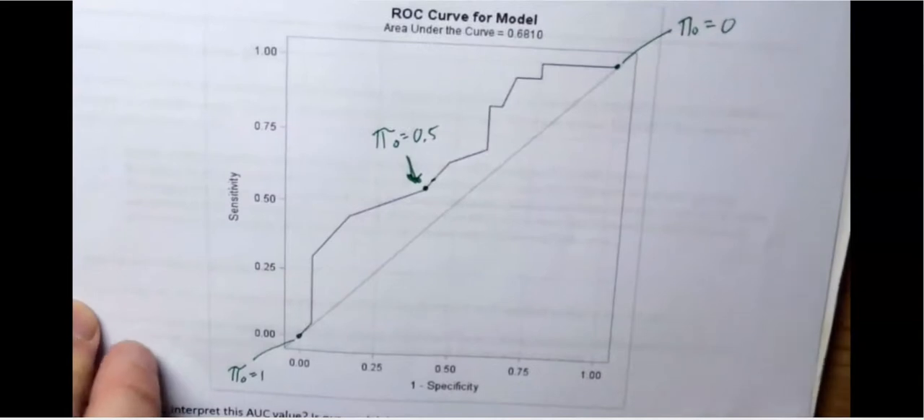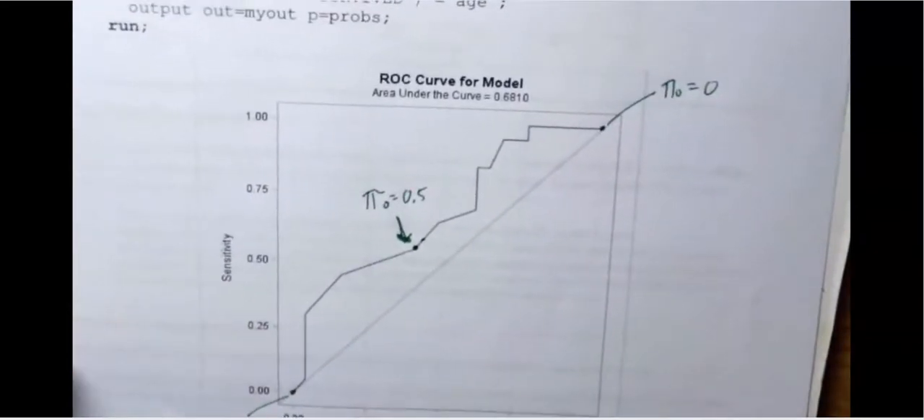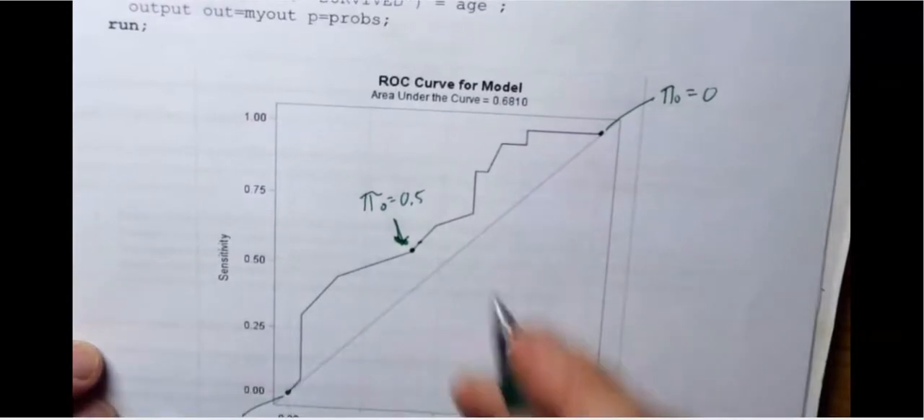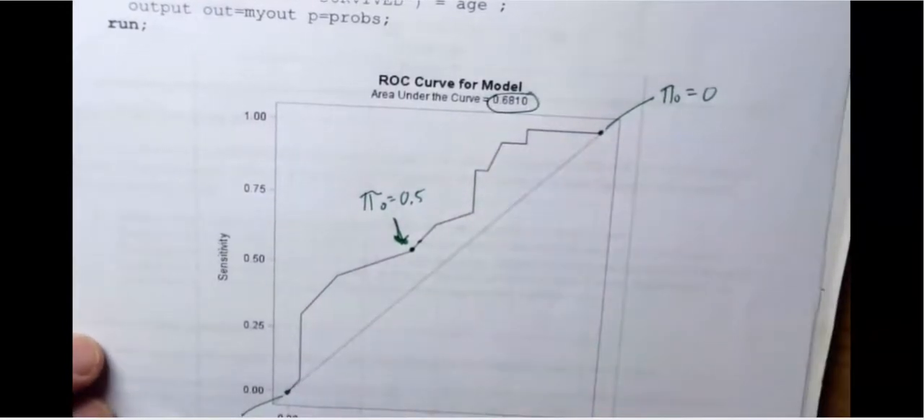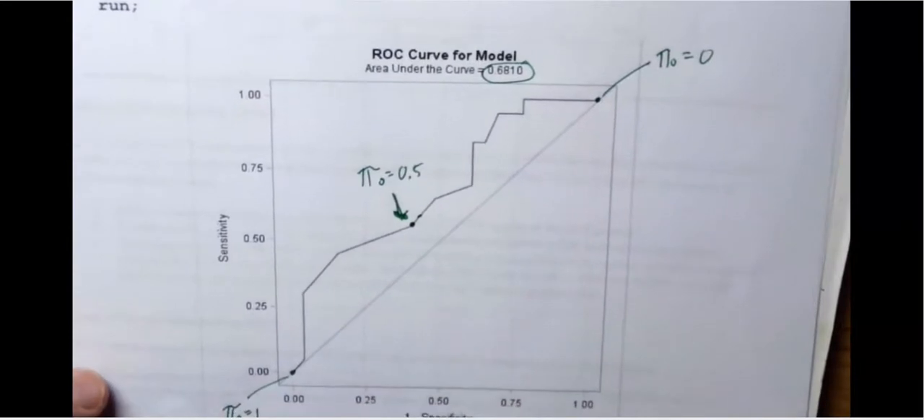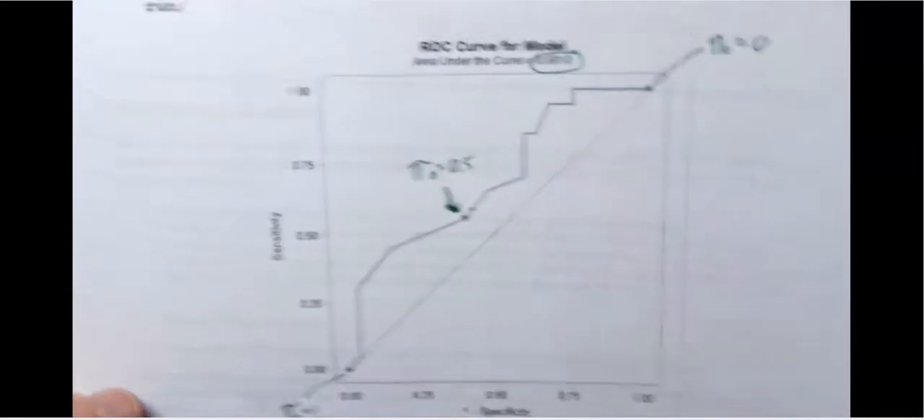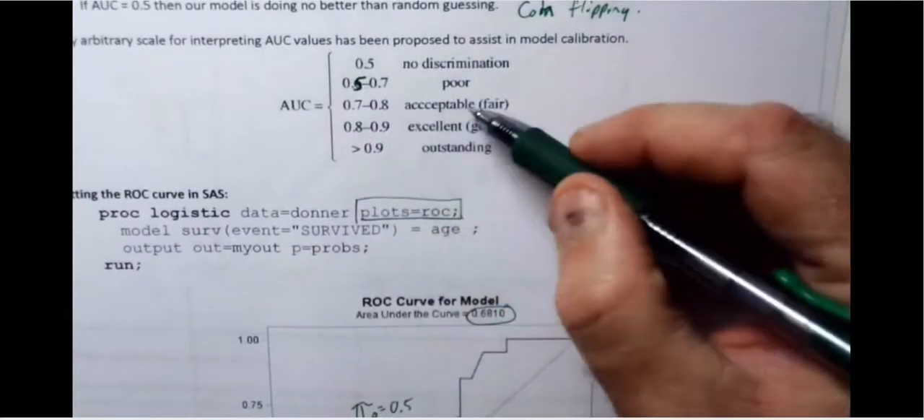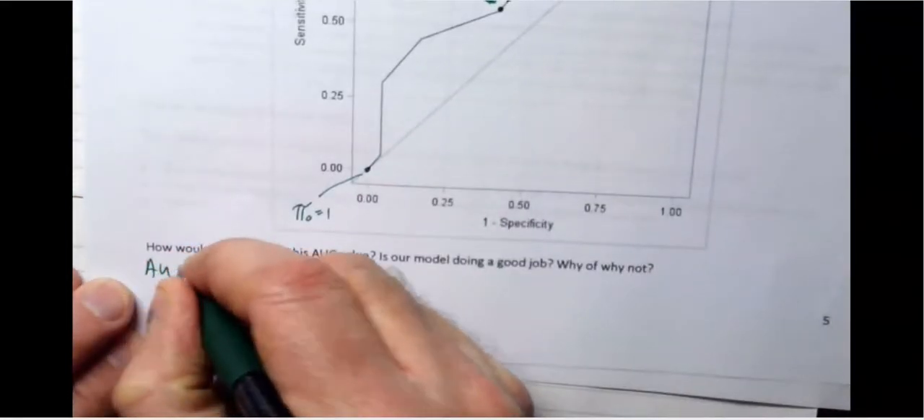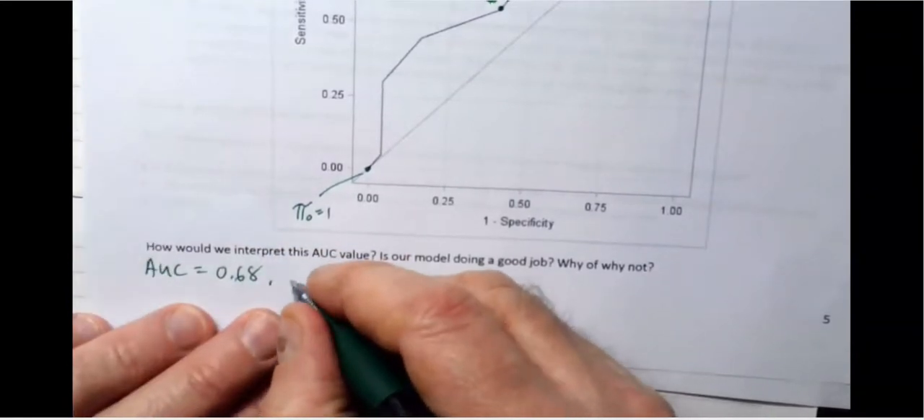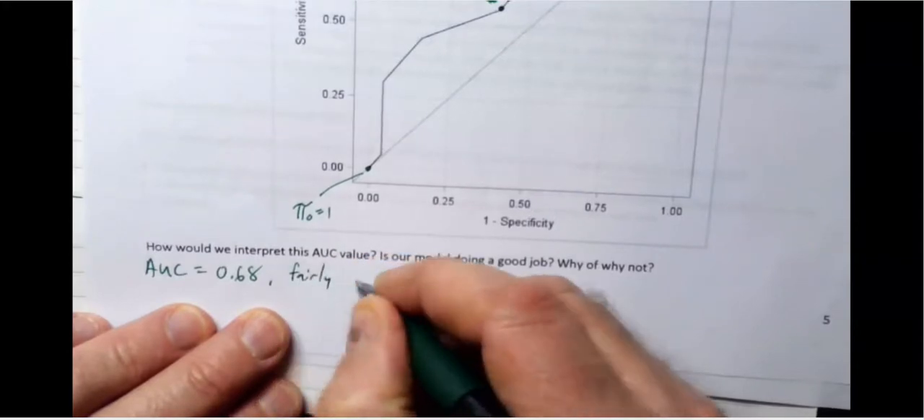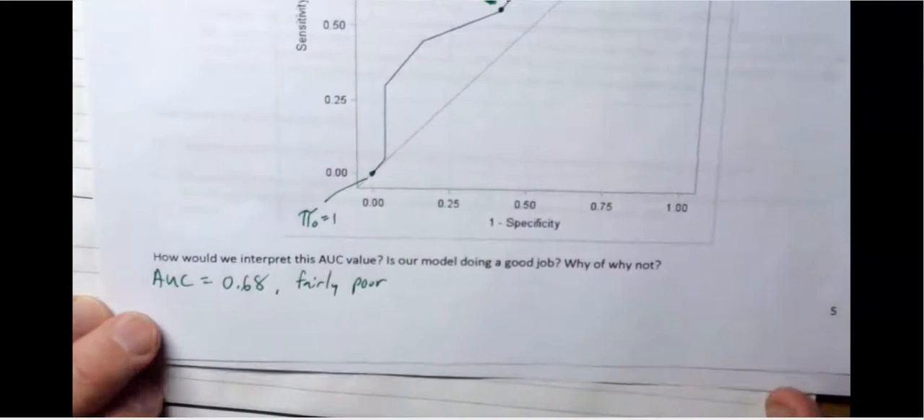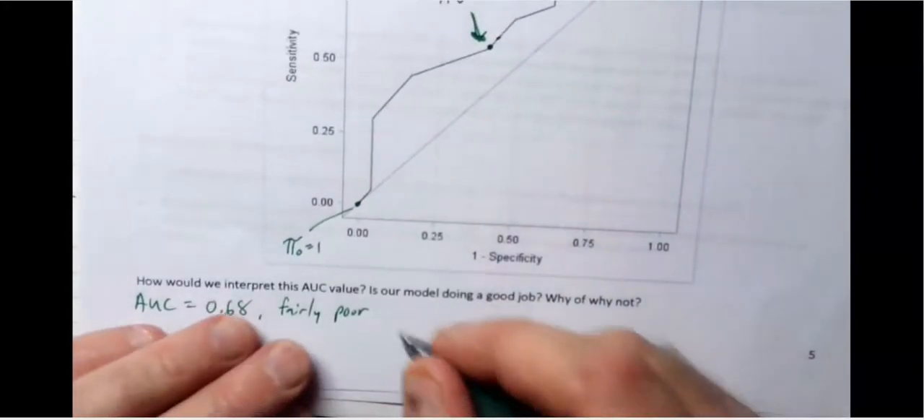And notice that the SAS output also provides the area under the curve for the model, 0.6810. So what do you think? What does that mean? If we look up at our chart up here, 0.6810 is pretty close to acceptable. It's just a little bit below acceptable. So I would say an area under the curve of 0.68, I'd probably say it's fairly poor. It's almost acceptable, but it's still fairly poor. Ideally, we'd have something bigger than that.